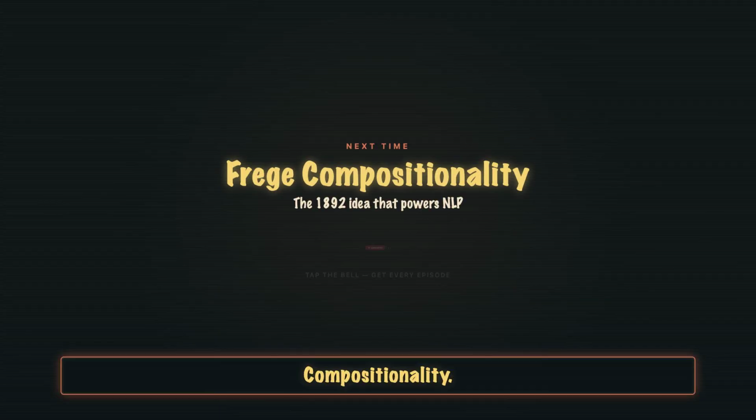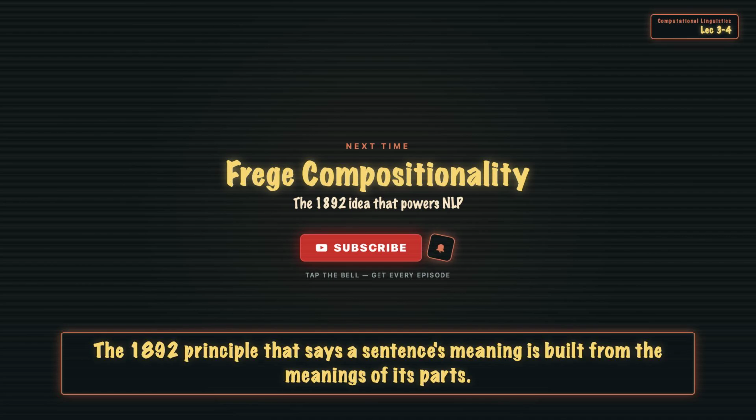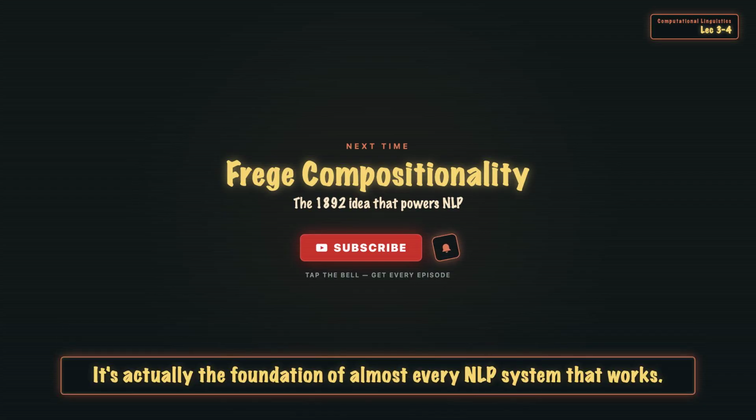Next time, Frege's big idea, compositionality, the 1892 principle that says a sentence's meaning is built from the meanings of its parts. Obvious? Sounds like it. It's actually the foundation of almost every NLP system that works.